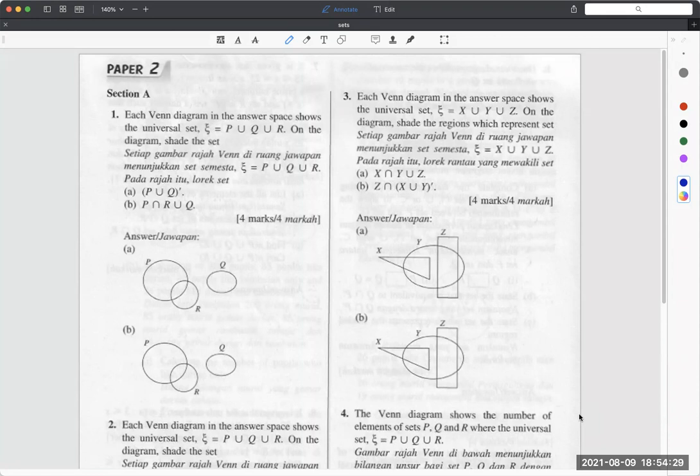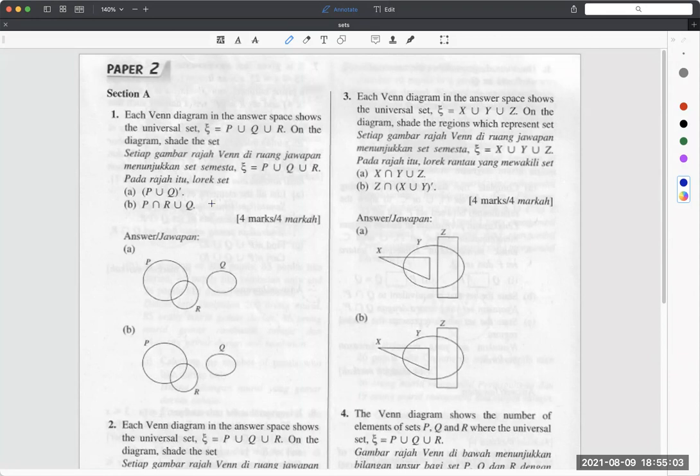Here I would like to share with you an easy way to determine the area where we should shade. This is chapter 4 of Form 4 Maths, Operations on Sets. This technique was actually shared by my daughter. Her teacher showed this technique to the students, and now she shared it with me. So now I'm sharing with you how to determine the areas.